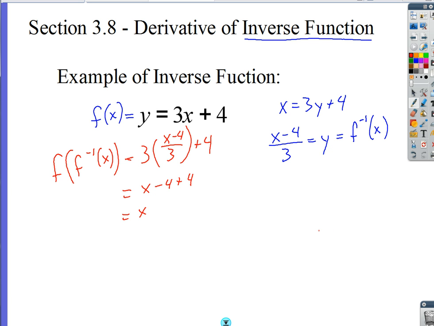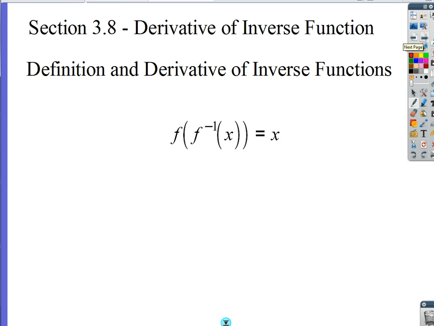That's the relationship I want to take a look at. No matter what function and inverse function I'm given, if I find out what f of f inverse of x is, it will always give me x every single time. That's an important fact. How important? I gave it its own slide. It's super important. You may want to know this, because this is how I remember what the derivative of an inverse function is.